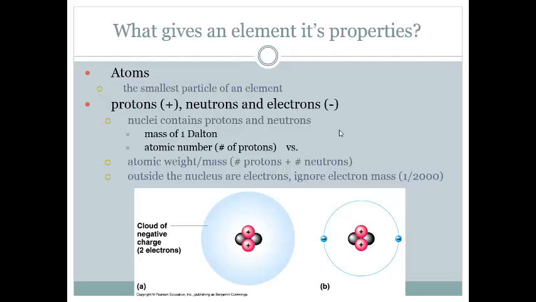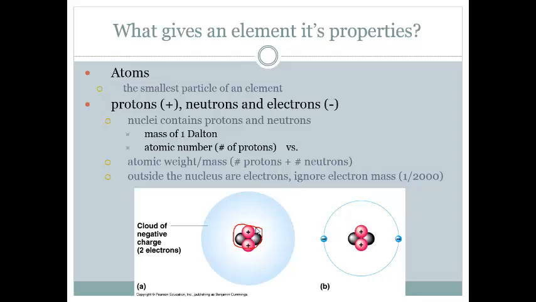An atom is made up of protons, neutrons, and electrons. The nucleus of the atom is made up of protons and neutrons, and revolving around the nucleus, or orbiting the nucleus, are going to be the electrons.